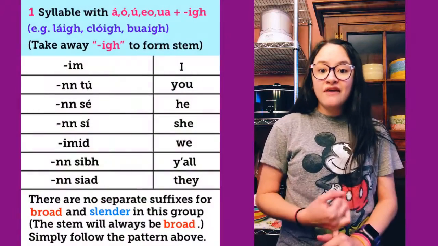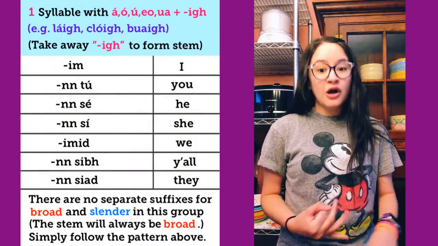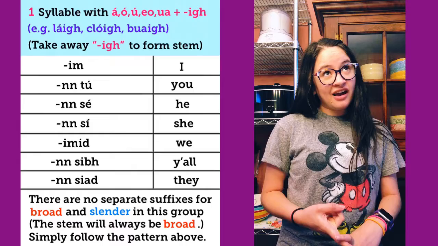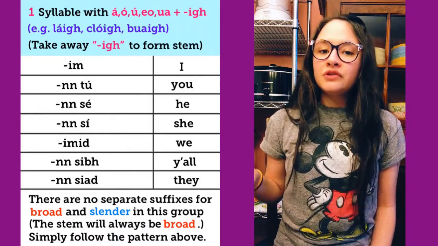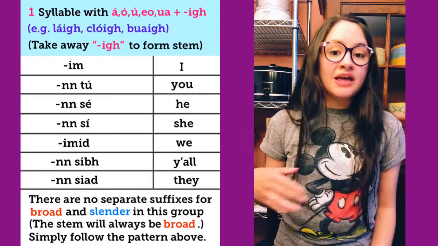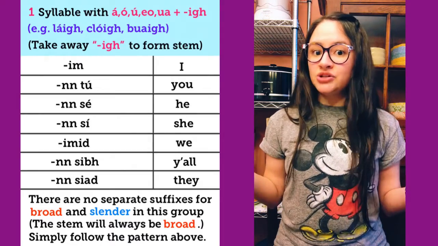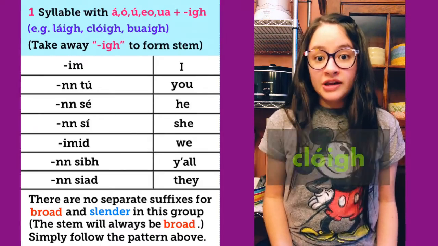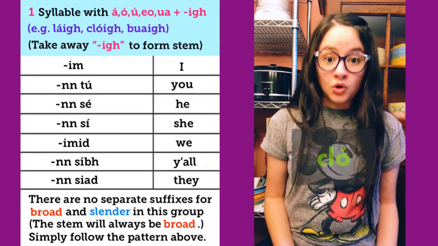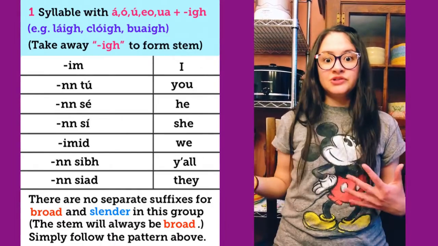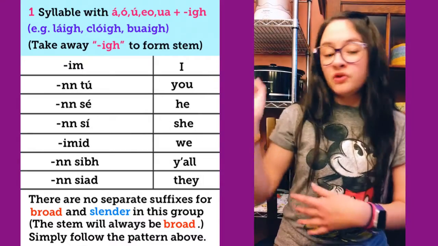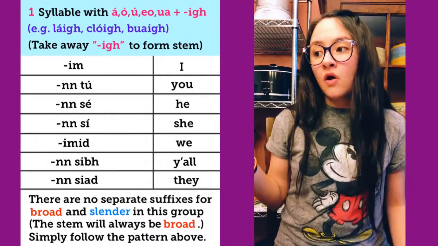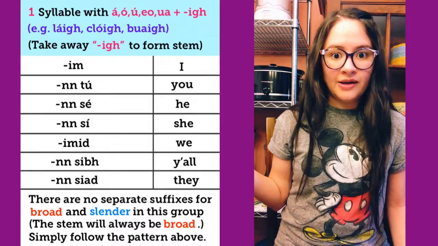Now let's look at the subcategory that ends with a fada, o fada, u fada, eo, ua plus igh. So to form the stem for this subgroup, all you have to do is drop the IGH. That's your stem. So cloy, the stem for that would be clo. Now for these, you'll notice there's not separate endings for broad or slender. You just follow this pattern. And it just so happens that all of these verbs are going to be broad anyway.